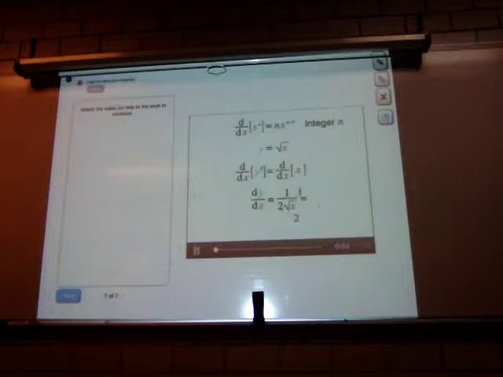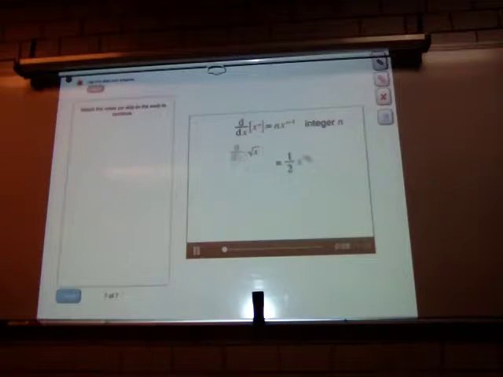Exactly right. This expression is the same as 1/2 times x to the minus 1/2 power. So you found that the derivative of the square root of x equals 1/2 times x to the minus 1/2. And you said earlier that the square root of x is the same thing as x to the 1/2 power. So the derivative of x to the 1/2 equals 1/2 times x to the minus 1/2.